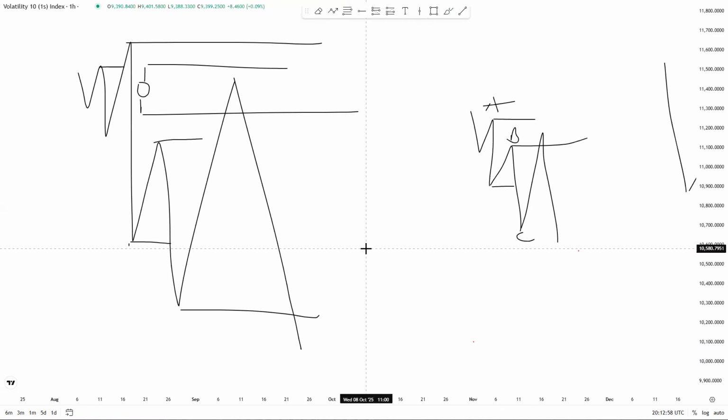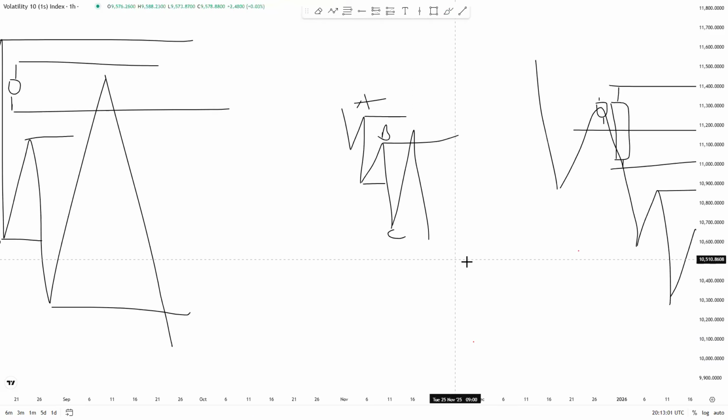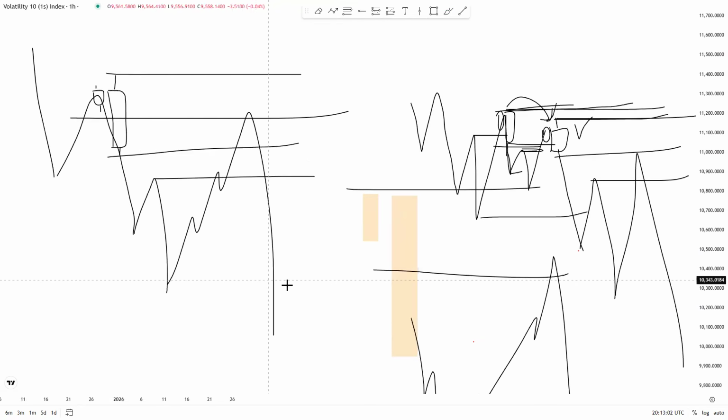Sir, please, can you touch the imbalance and the decision block again? Indecision candle.